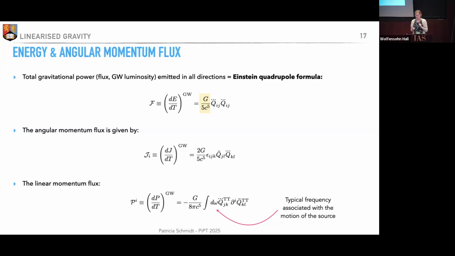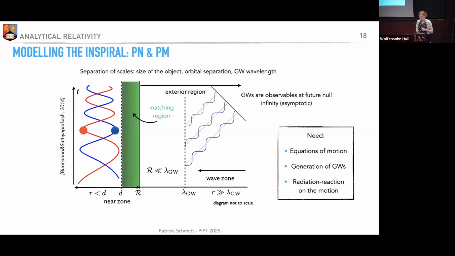Yeah, just the main thing is at leading order. So in the classic Einstein quadrupole formulation, you find that the flux is this term. And I've highlighted this in yellow here because that will be quite interesting when we later do counting in PN theory, because you notice this is 1 over c to the 5th power. So it's actually quite high, right, in terms of powers of the speed of light. So do remember that for later on.